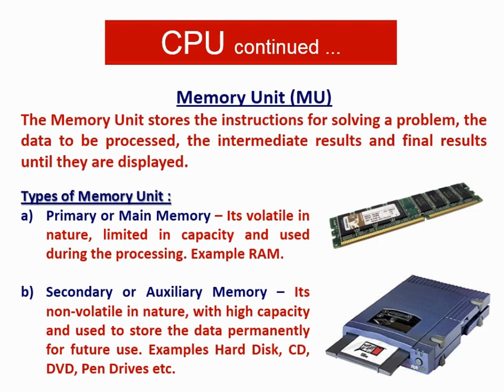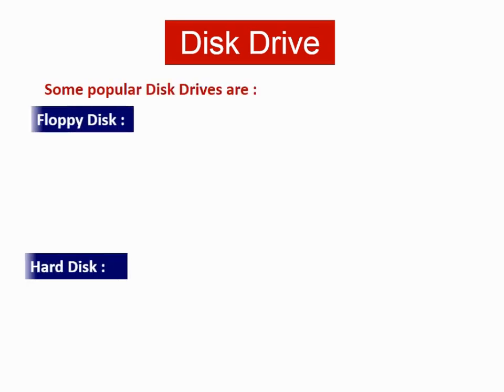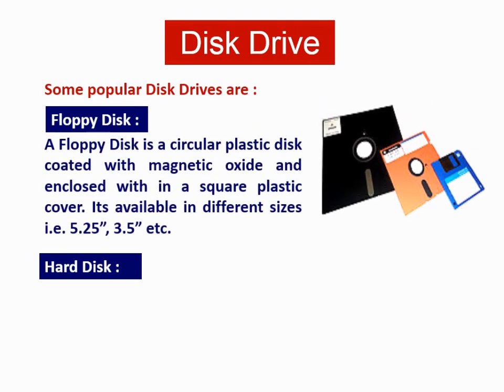The second thing that comes is the disk drive. Now the disk drive has three types. First one is the floppy disk, then the hard disk. Floppy disks are not in use right now. These are circular plastic discs coated with magnetic oxides and enclosed within a square plastic cover. They are available in different sizes like 5.25 inches, 3.5 inches, etc. Now these things are obsolete and we are not using floppy disks nowadays.